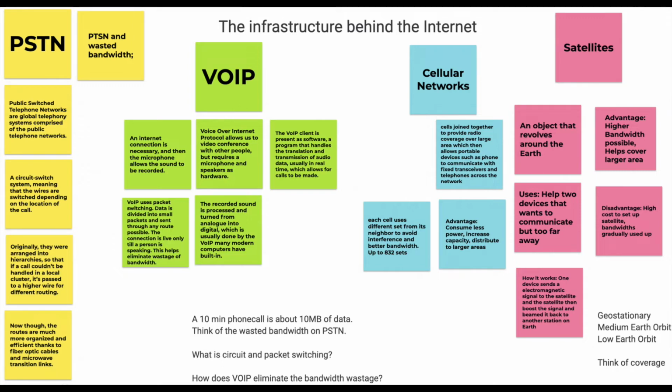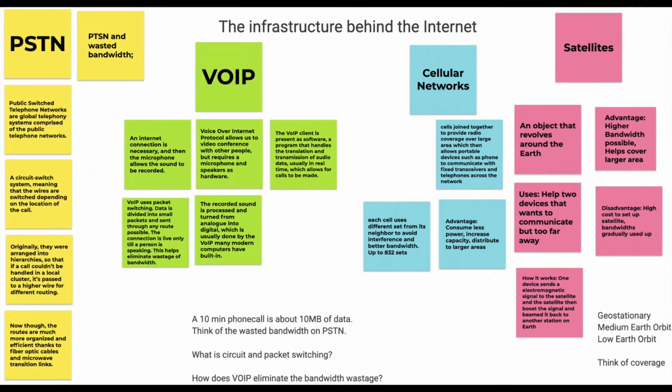Of course, you can then also have things like cellular networks. These are the cell towers. And what happens is that you have these towers which are joined together in the form of a grid, and they provide radio coverage over large areas, which allow portable devices such as mobile phones to communicate with fixed transceivers and telephones across the network. So you will have a combination of cellular networks and PSTN, and you might be using VoIP technology to eliminate bandwidth wastage along the way.